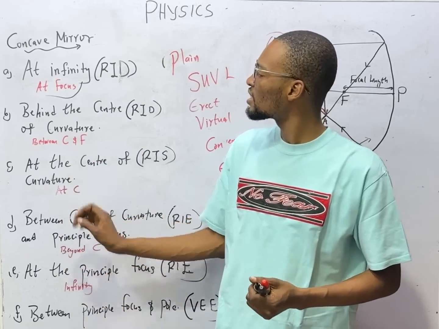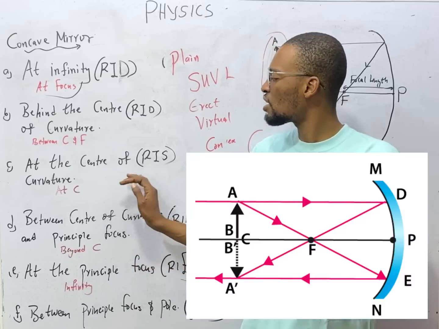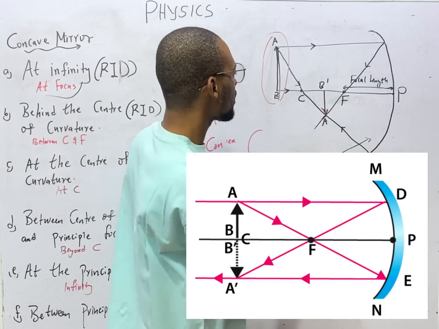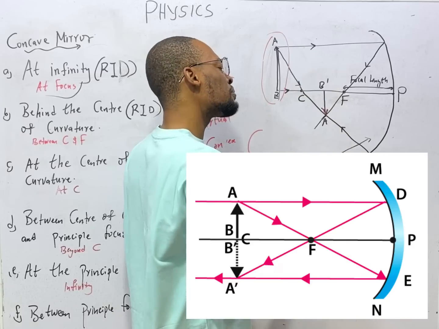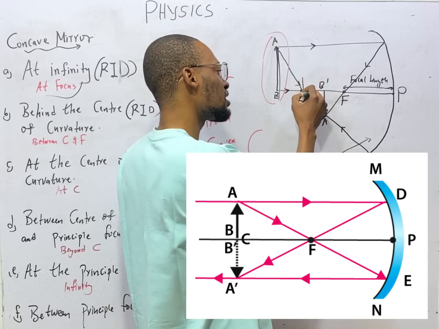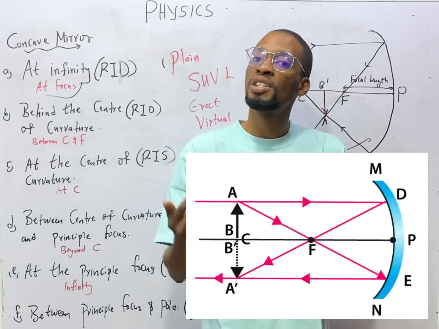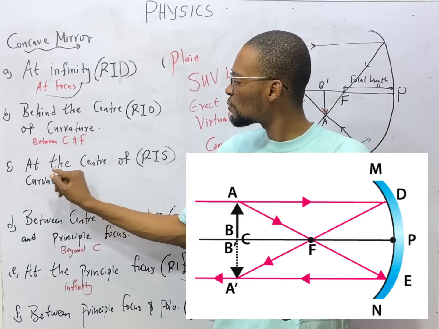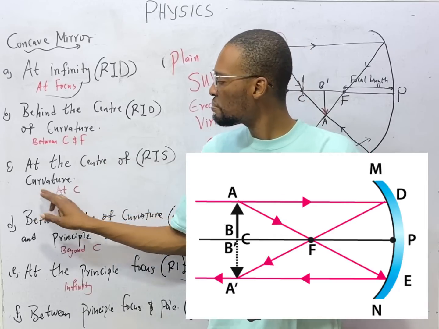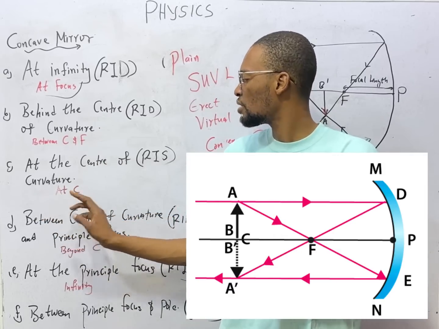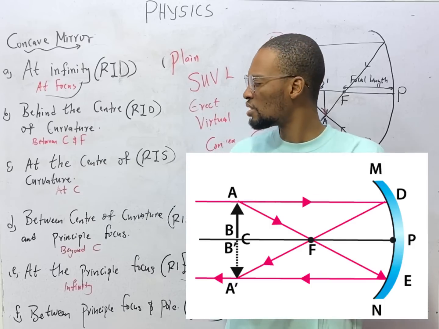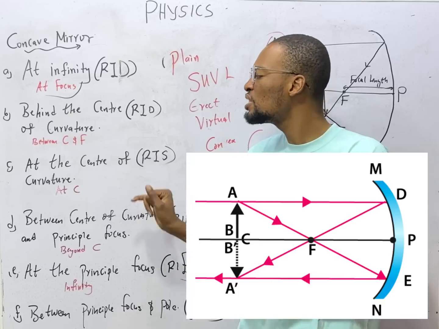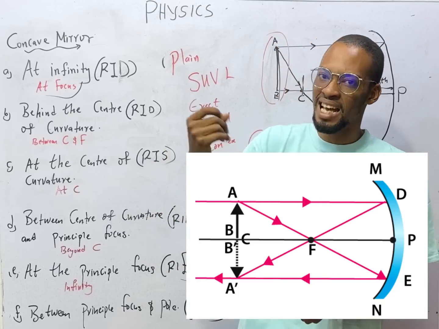So it is very easy to understand. Now, when you place an object at the center of curvature, which is here, the image that is formed will still be formed at that center of curvature. Now, what is the property of this image? Of course, it will be real, and of course, it will be inverted, but it will not be diminished. It will be the same size as the object.